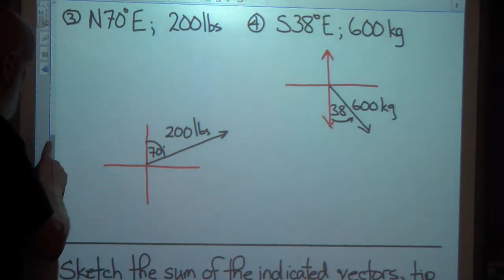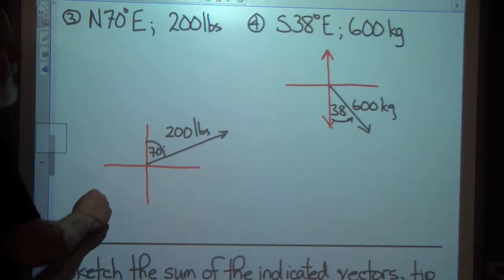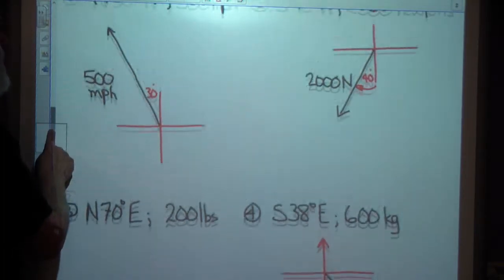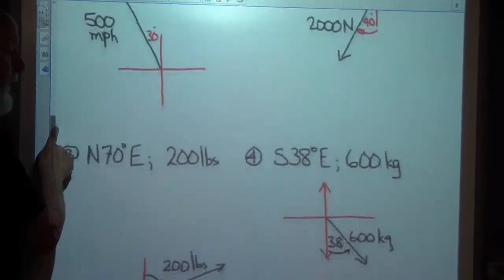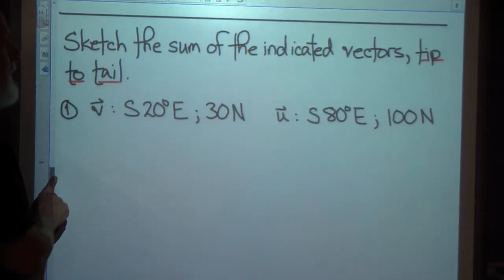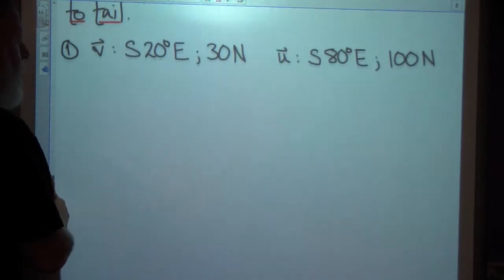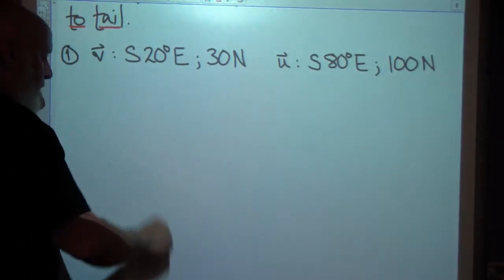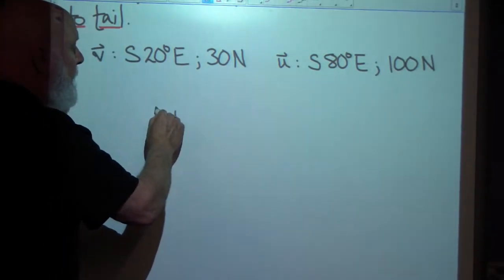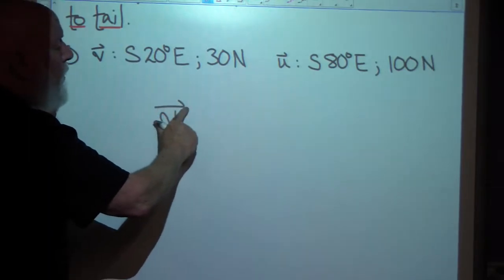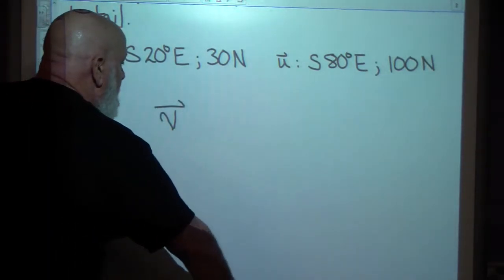So that's a quick introduction on how to sketch vectors with a given direction and a magnitude. We haven't put them tip to tail yet, but we're about to. Sketch the sum of indicated vectors tip to tail. Okay, so I've got a vector that we're going to call vector V. Notice that I'm going to blow this up real quick. That symbol looks almost like a ray, but it's not. It doesn't have the little arrow point there. Okay, so that's vector V.